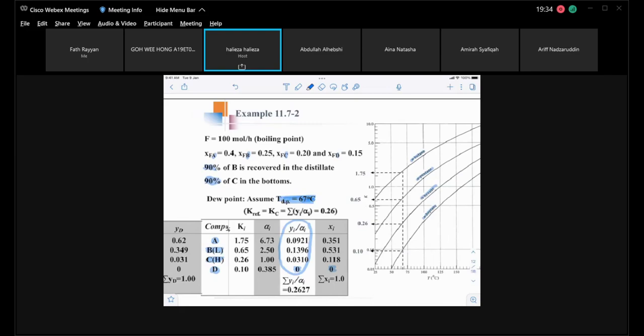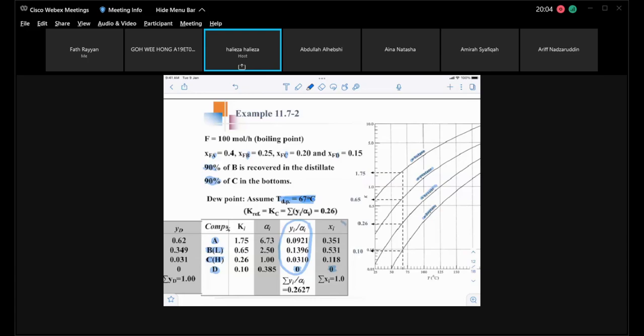Based on the K value you obtain from this graph, your K constant, which is from the textbook, I forgot the figure number, from the distribution of the composition you get your dew point. I'm going through it very fast. Once you manage to get the correct dew point, it is done by trial and error. We have done it.